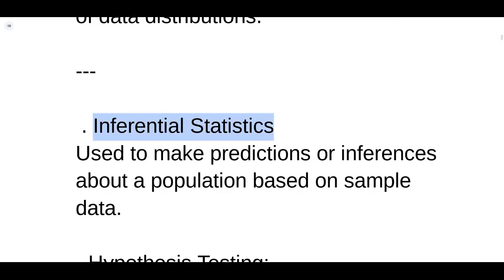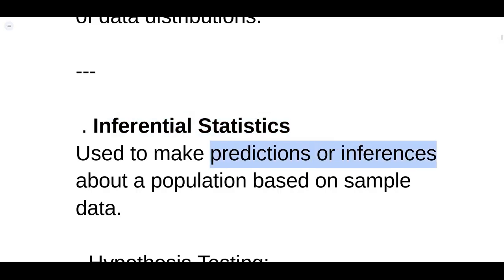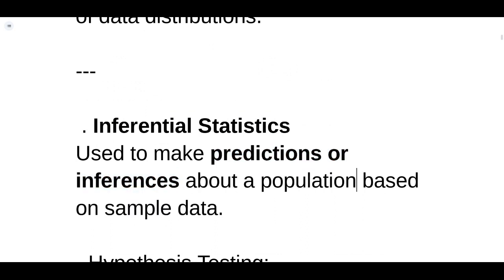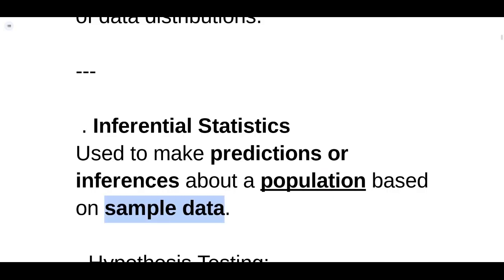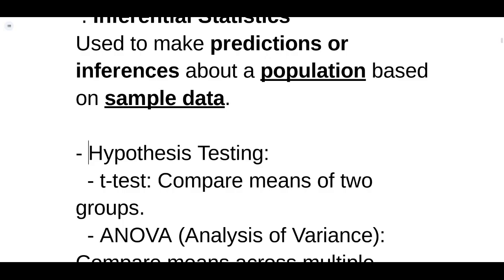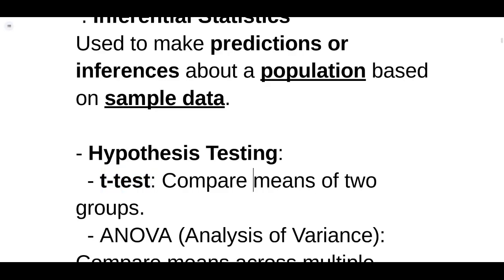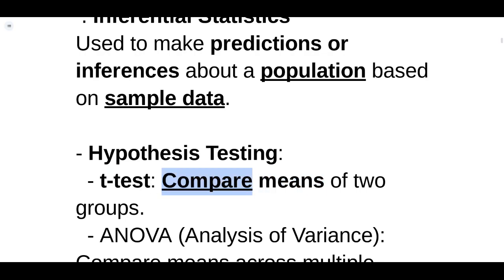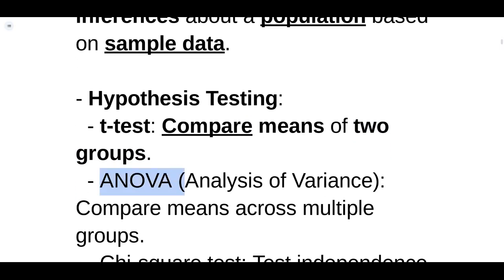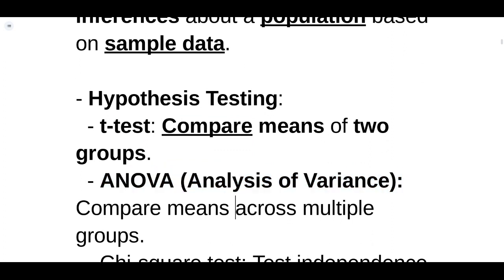Then comes inferential statistics. It is used to make predictions or inferences about a population based on sample data. Within that comes hypothesis testing. T-test compares the means of two groups. ANOVA, analysis of variance, compares means across multiple groups.